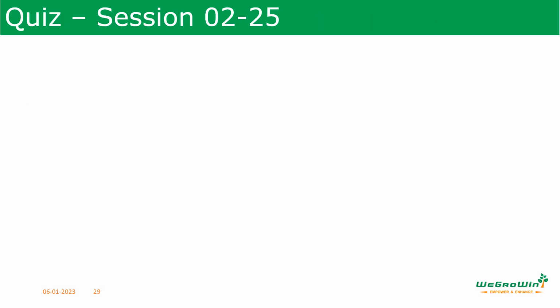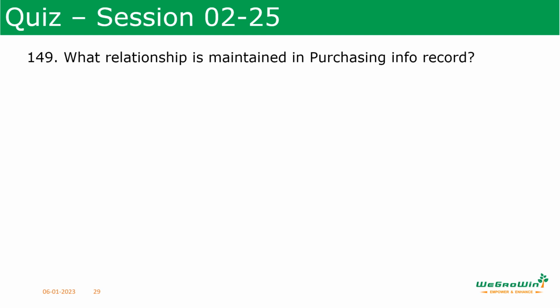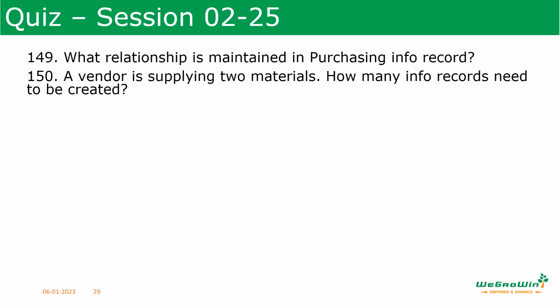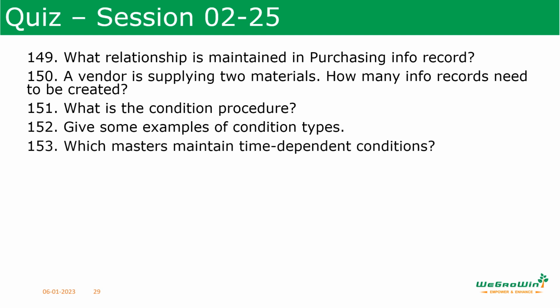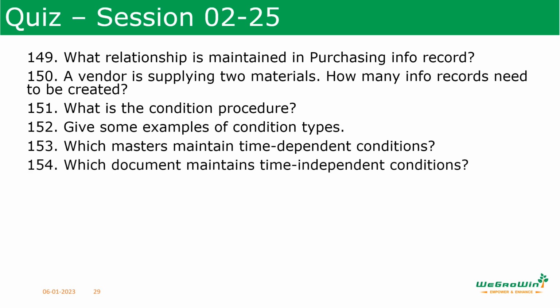Now let us see the quiz for this particular session. What is the relationship maintained in the purchasing info record? What relationship is maintained? The vendor is supplying two materials. How many info records need to be created? What is the condition procedure? Give some examples of condition types. Which masters maintain time-dependent conditions? Which document maintains time-independent conditions?